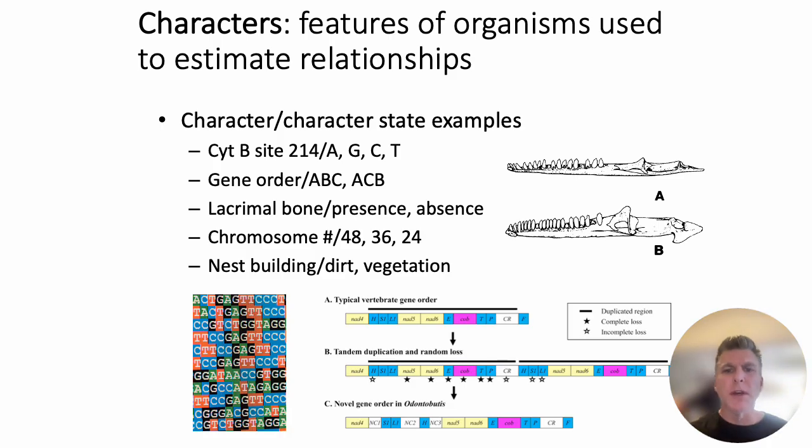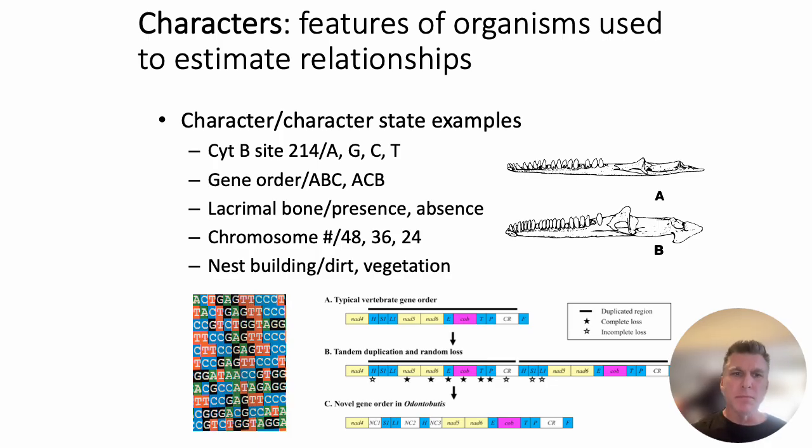So the first thing I want to talk about is just the data, the raw materials that are used to reconstruct relationships. We generally think of these in terms of characters, which is a certain element that can vary, and then character states, which are the different instantiations of that character. So, for example, a really straightforward example is a DNA base, a DNA site, where your different options are, of course, adenine, guanine, cytosine, and thymine. So those are your 4 different character states for that one character.